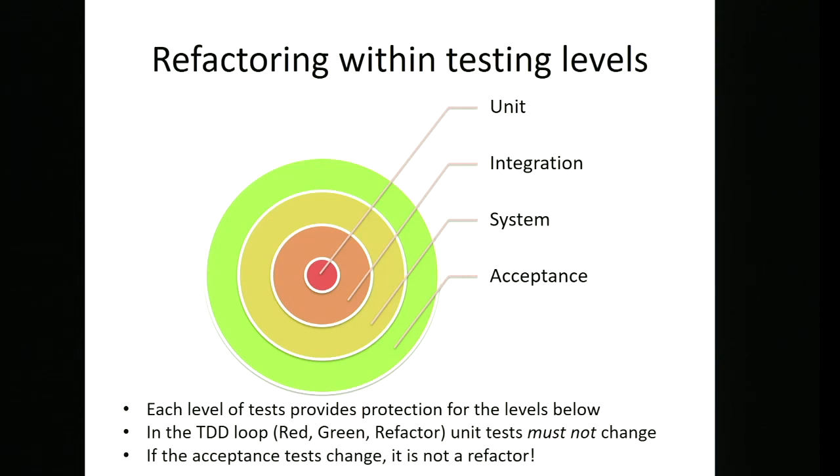If the acceptance tests change, so the acceptance test is right at the outside, then that's clearly got to be driven by a high-level user story, a new piece of functionality being added, or functionality taken away, or functionality being changed in such a way. So that's not a refactor. That's a new feature or a changed feature within the product.